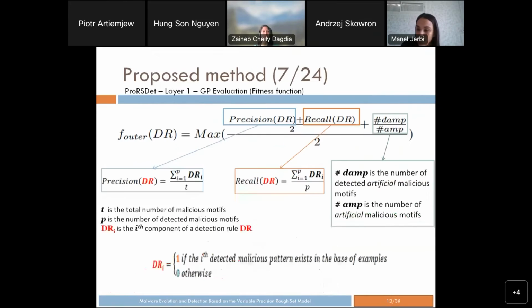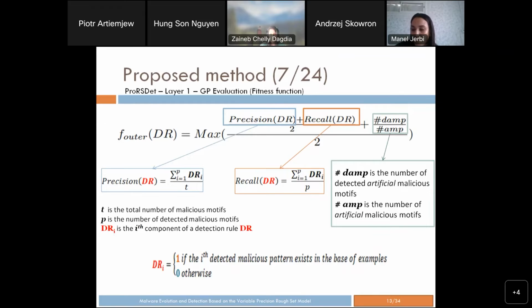This GP algorithm uses a fitness function to generate detection rules, named F-outer, that uses a set of metrics which are the precision, the recall, and the percentage of the detected malicious motives. All those metrics need to be maximized. Let's recall that the first layer's aim is to produce detection rules that try their best to detect a set of malicious motives.